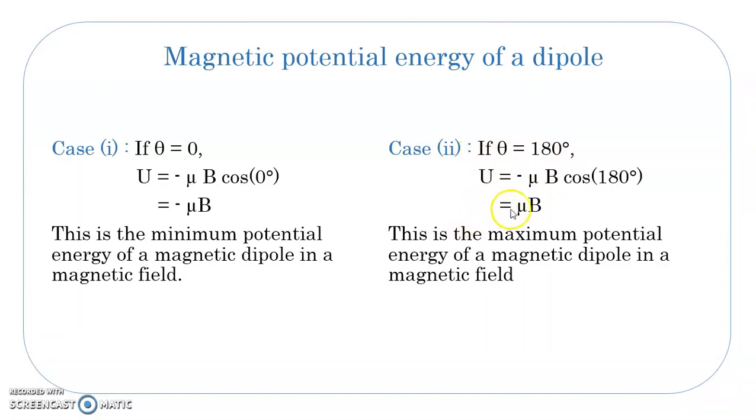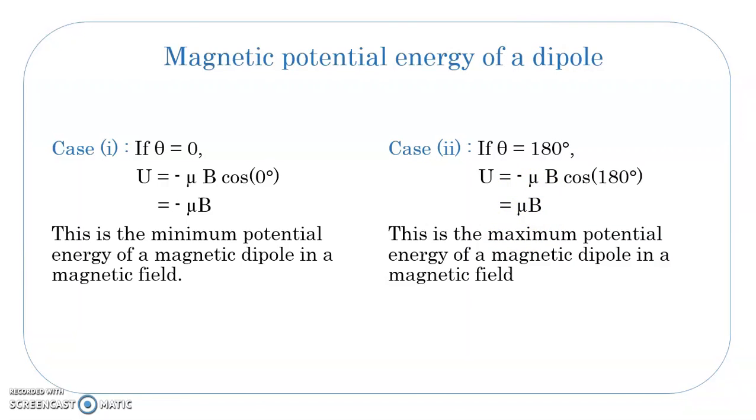Now let us consider case 2, in which theta = 180 degree. That is, the angle between the magnetic dipole moment of the current carrying coil and the external magnetic field is 180 degree. So we get U = minus mu B cos 180 degree. We know that cos 180 degree = minus 1. So we get U = mu B. This is the maximum potential energy. So magnetic potential energy will be maximum when the magnetic dipole moment of the coil is anti-parallel to the external magnetic field.